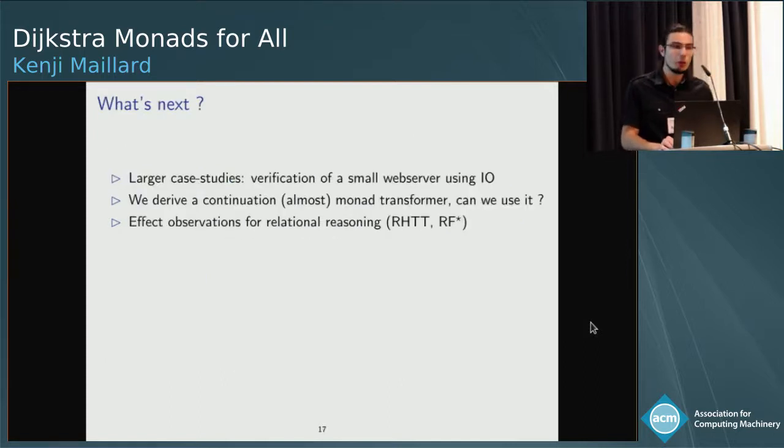So for future work, we are currently investigating larger case studies, which are not just one-liners. And we also have some kind of continuation monad transformer, a pseudo-transformer, that we can derive. And I don't know, maybe we could do something with continuations. I hope the next speaker will tell us more about it. And we're also looking for effect observations for relational reasoning.